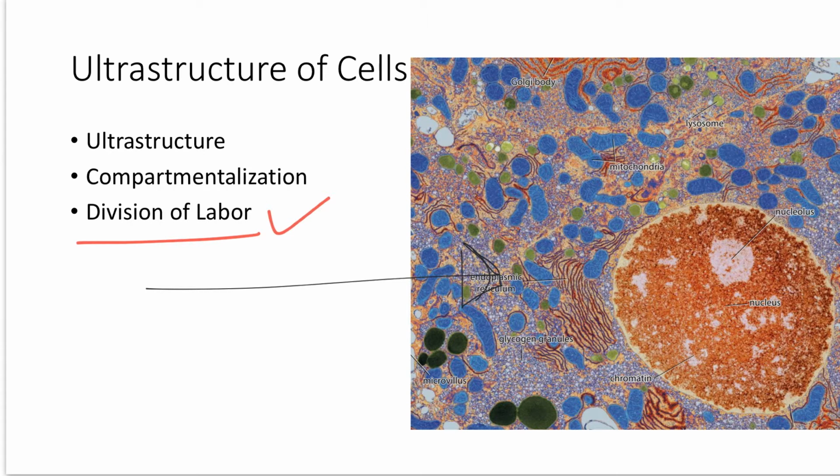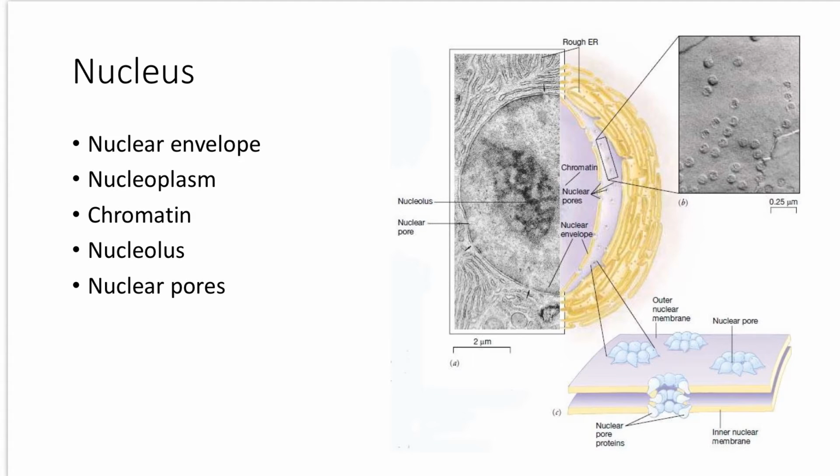There's a center of control. There's a power plant. There are internal transportation units. There's a food factory, the disposal unit. So like a miniature city, there's the division of labor going on within the cell. Okay, let's begin with the nucleus. The nucleus is the largest cell organelle, and it is surrounded by a double membrane known as the nuclear envelope.